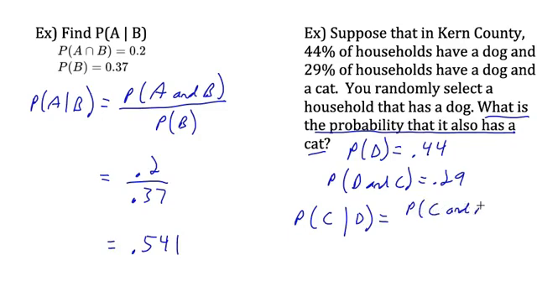Okay, so this would be the probability of both of them divided by the probability of a household having a dog. And we do have that information because the probability of D and C is the same as the probability of C and D. So that would be 0.29 divided by 0.44, which equals 0.659.